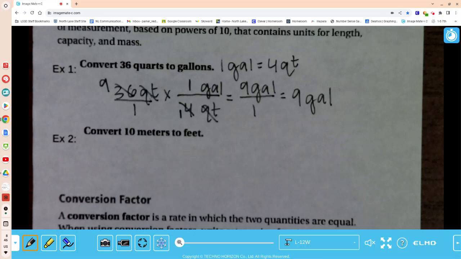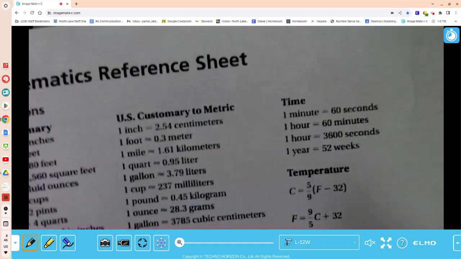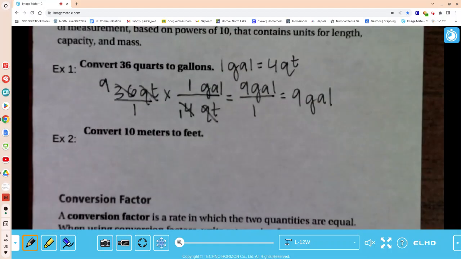Okay, I'm going to try another one. This time it says convert 10 meters to feet. So again, I need to find a conversion factor that compares meters and feet. Does anybody see on this paper a conversion factor that compares meters to feet or feet to meters? Either way, but we have to have those two things.